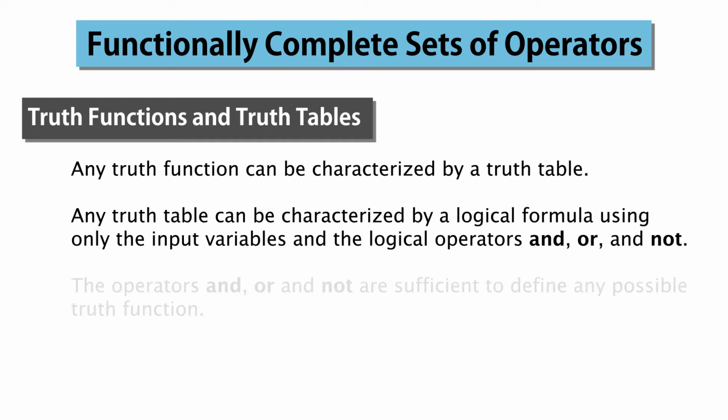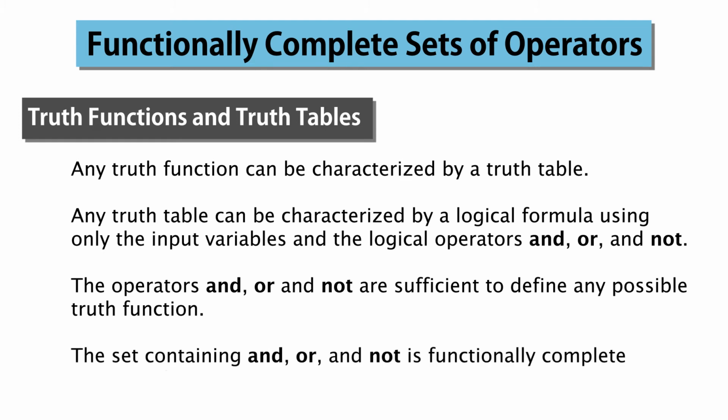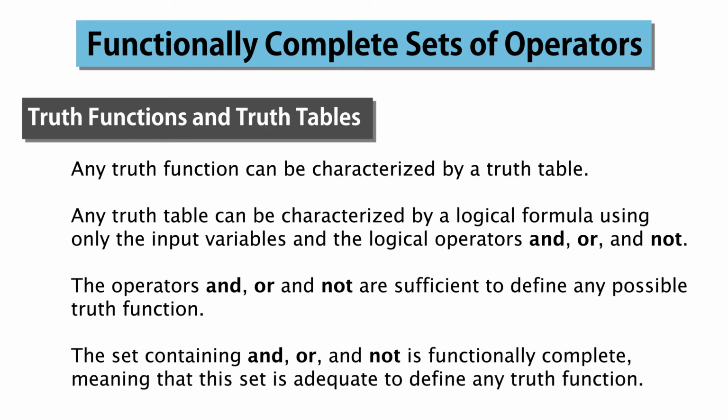The upshot is that the operators AND, OR, and NOT are sufficient to define any possible truth function. In turn, that means that for any propositional expression, there is a logically equivalent expression using only AND, OR, and NOT, since any propositional expression can be considered a truth function of its variables. We say then that the set containing AND, OR, and NOT is functionally complete, meaning that this set is adequate to define any truth function. Sometimes we'll just say that the set is complete if the context is clear.